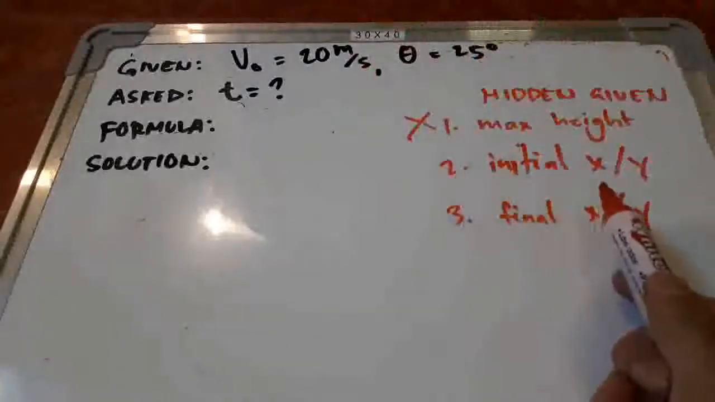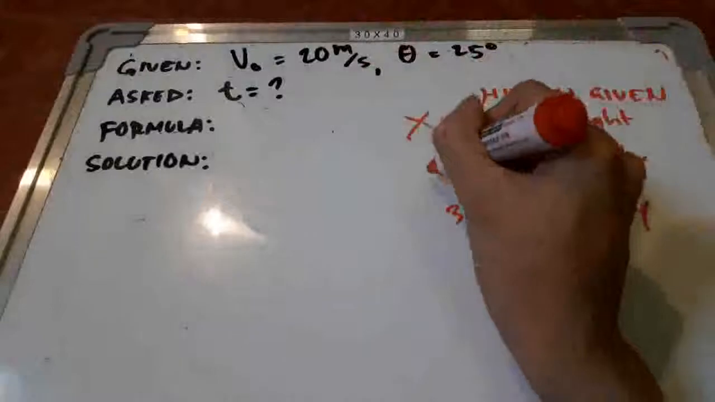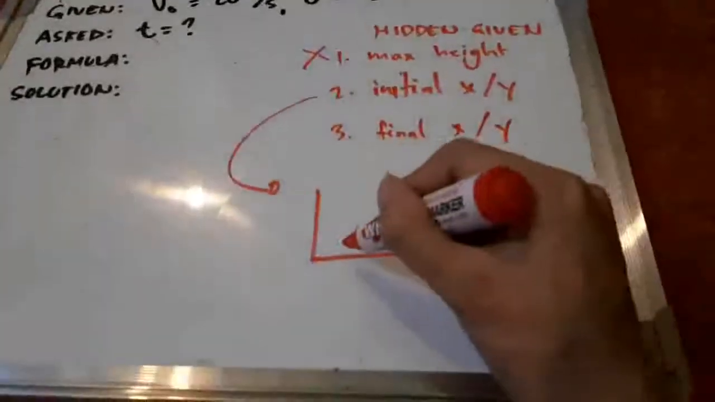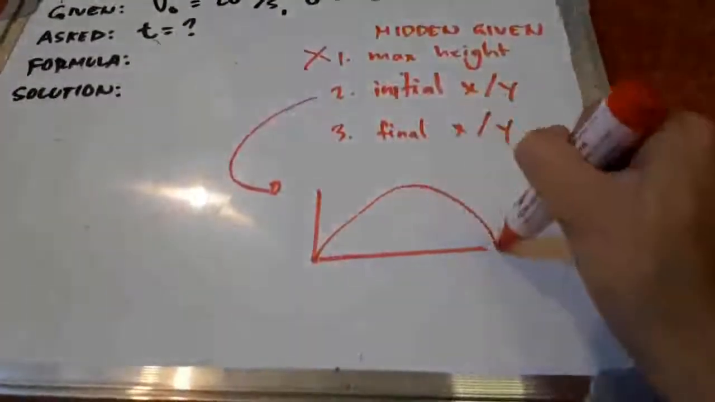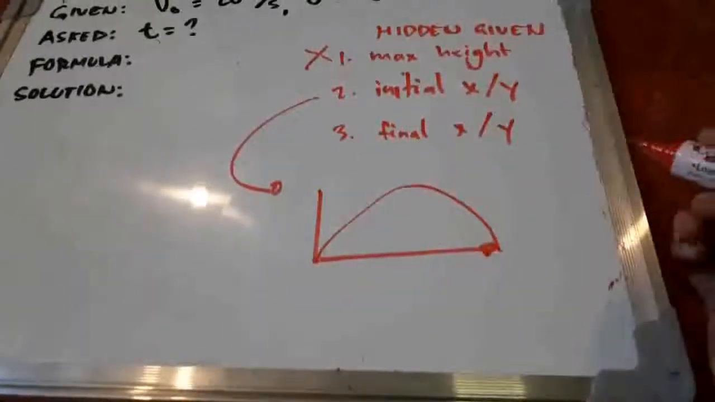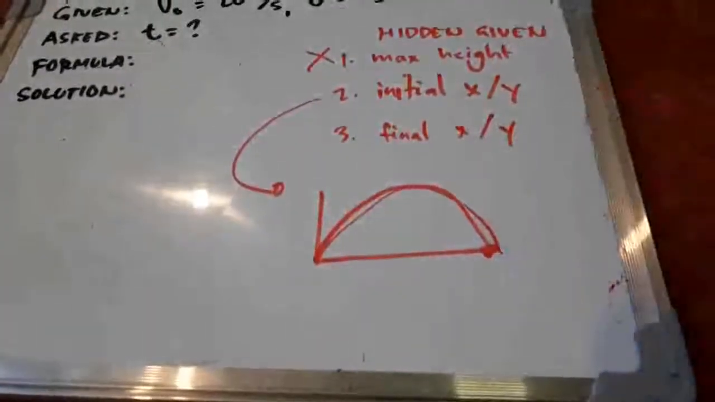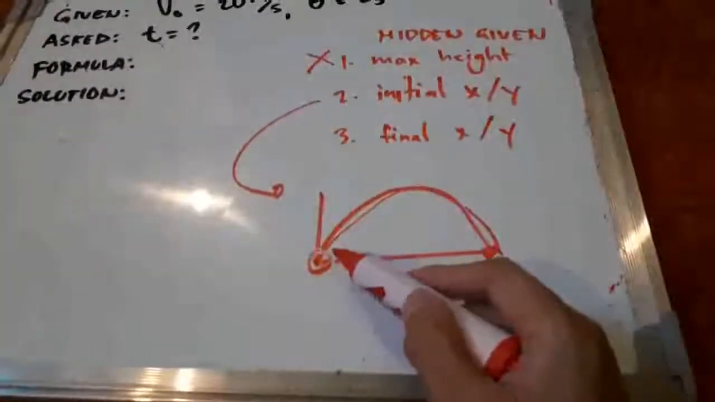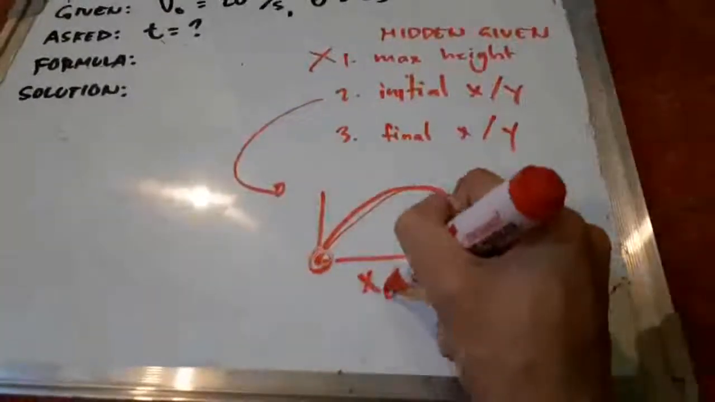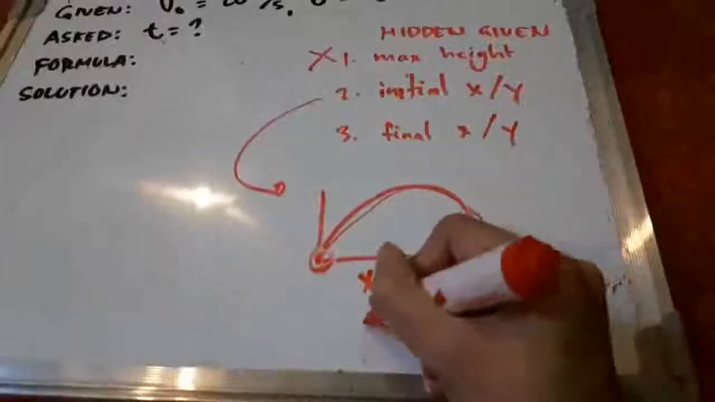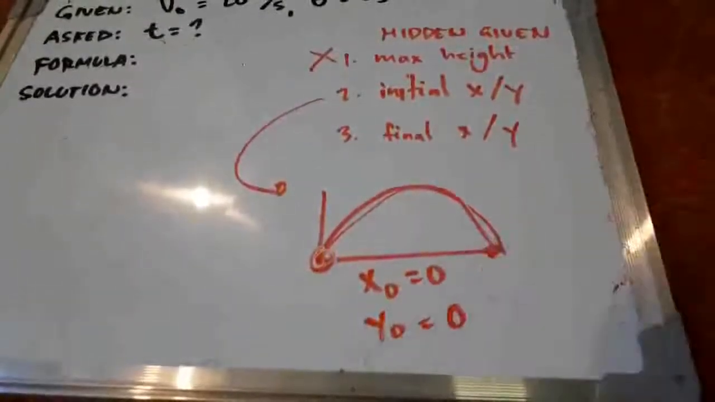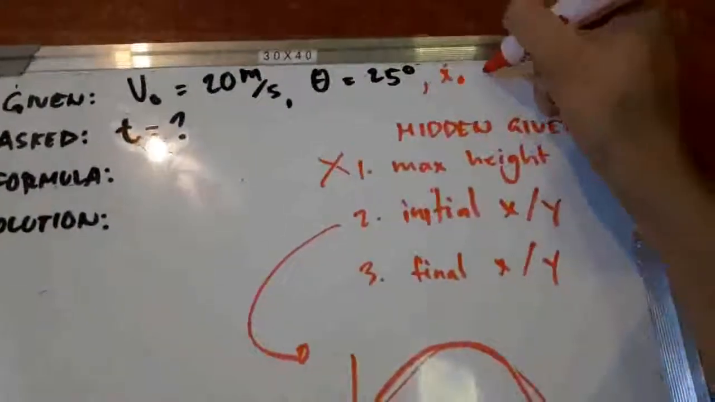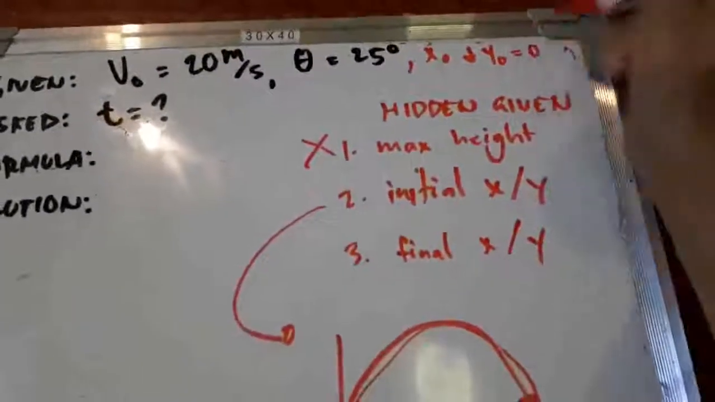For number 2, the initial x or y, the initial range or height, we can get that by imagining what the problem looks like. If we look at how the projectile travels, the trajectory of the projectile is, wow, I can't draw. I can't even draw the arrowhead on the end of the arrow. Perfect. Excellent. Alright, so if we start here, we get our x sub 0, or your initial range, is equal to 0, and your y sub 0, or your initial height, should also be equal to 0. This is our hidden given for x sub 0 and y sub 0. This should be equal to 0.